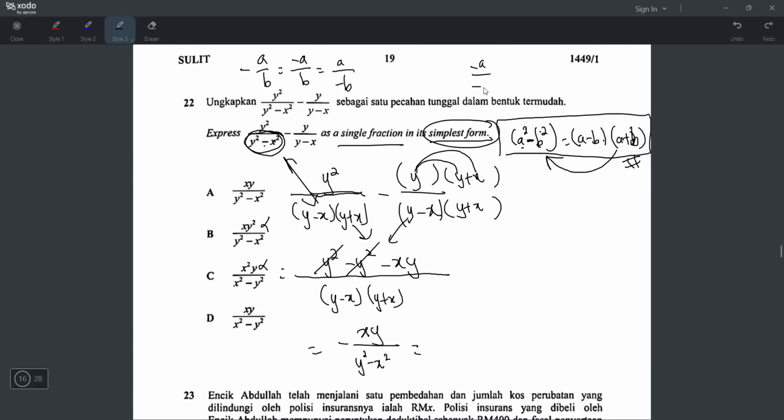Don't write the negative on both top and bottom. This one is wrong. If you write like this, it's confirmed wrong, because if you write it on both top and bottom, then negative negative becomes positive. So the negative is up to you. You can write it on top or on the bottom, right?